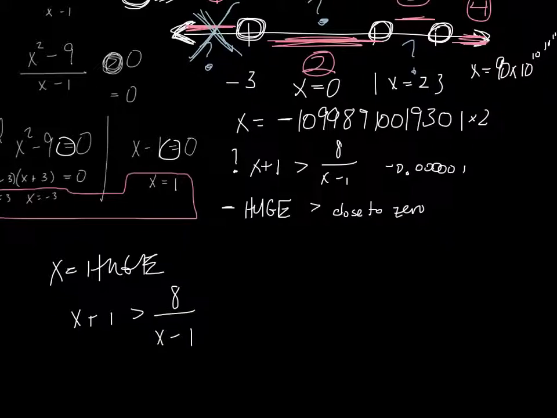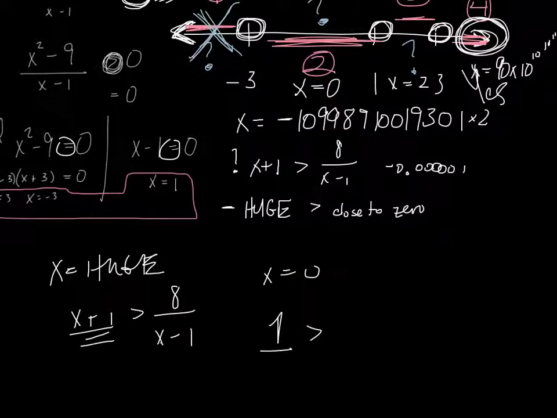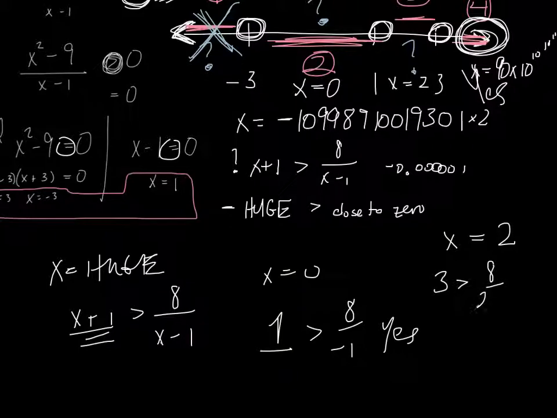The fraction is close to 0, and x plus 1 is huge, so section 4 is yes. Now let's plug in x equals 0. Is 1 bigger than 8 over negative 1? Yes. x equals 2: is 3 bigger than 8 over 2 minus 1? This is no.